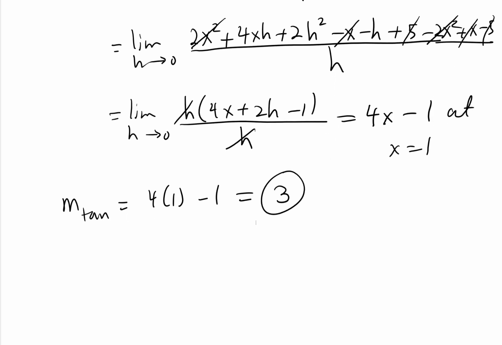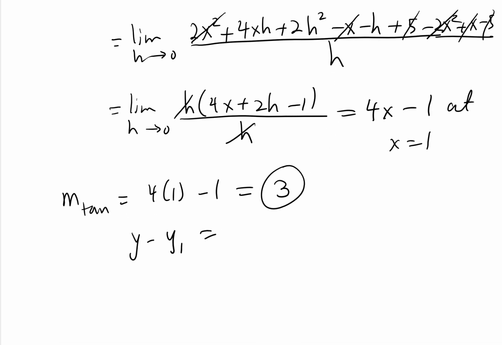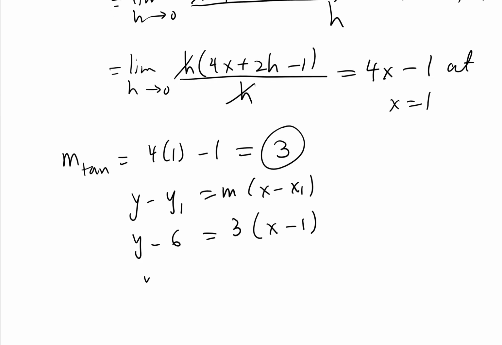Okay, so we found the slope. Now we use y minus y1 equals m times x minus x1. The y value of the point is 6, the slope we found is 3, and the x value is 1. It would be nice to rewrite it as 3x minus 3, and add 6 to both sides.